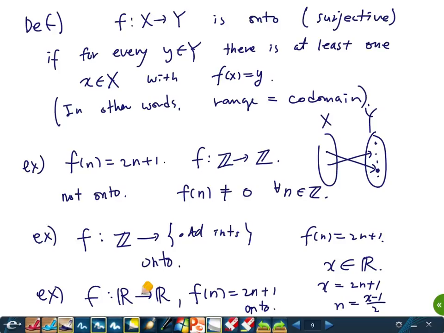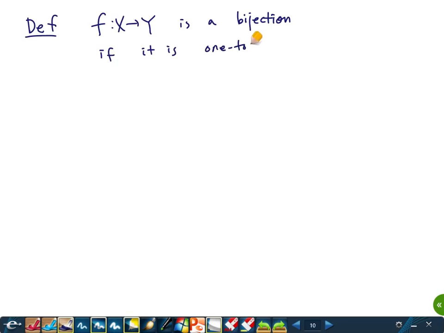Any question about these three examples? All right. So we learned two properties of a function, onto or one-to-one. And if a function has both properties, it's called one-to-one and onto, or a bijection. This is a bijection if it is one-to-one and onto at the same time.